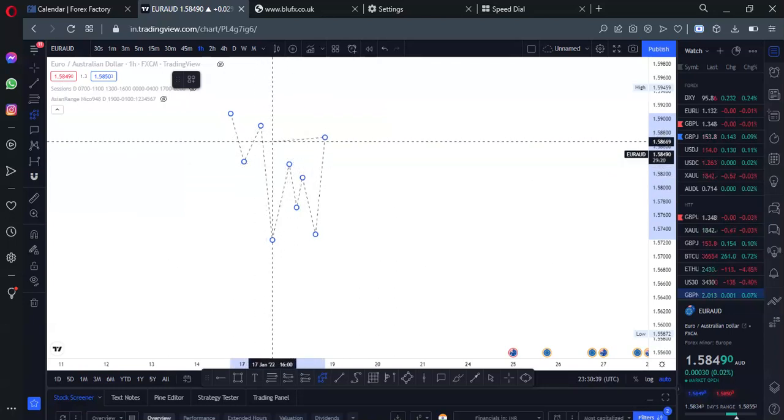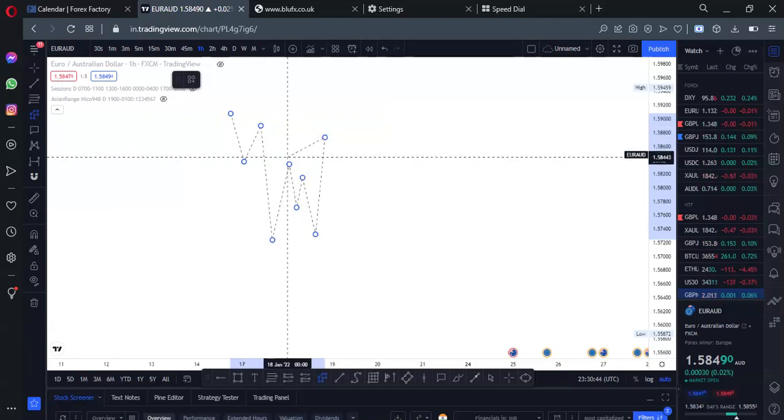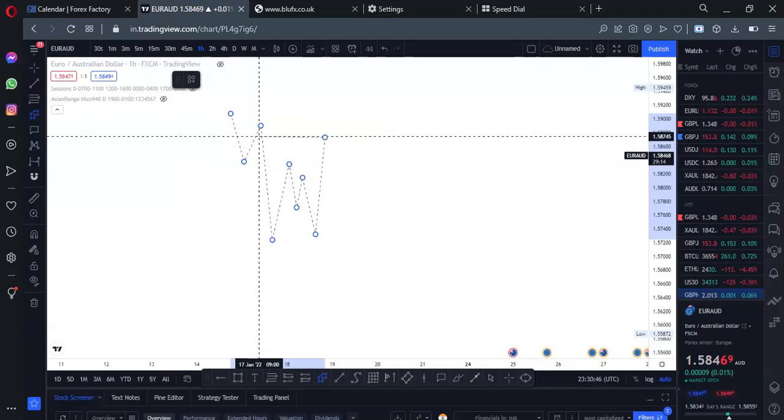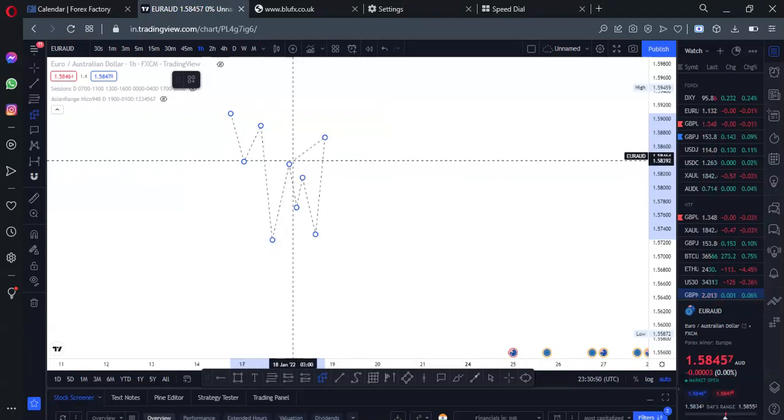But it never mitigated the POI. So it just started off just like that. That's an inducement close to the POI. You want to see this happening close to the POI. So this right here is an inducement.